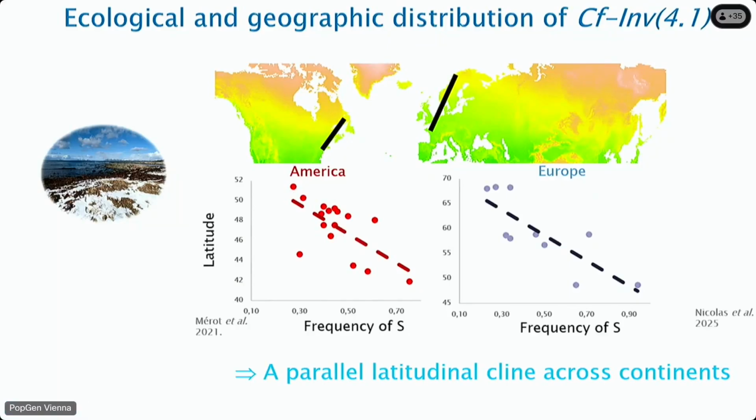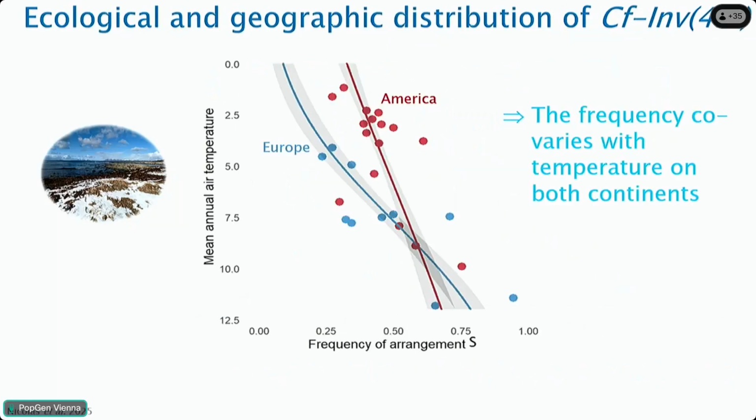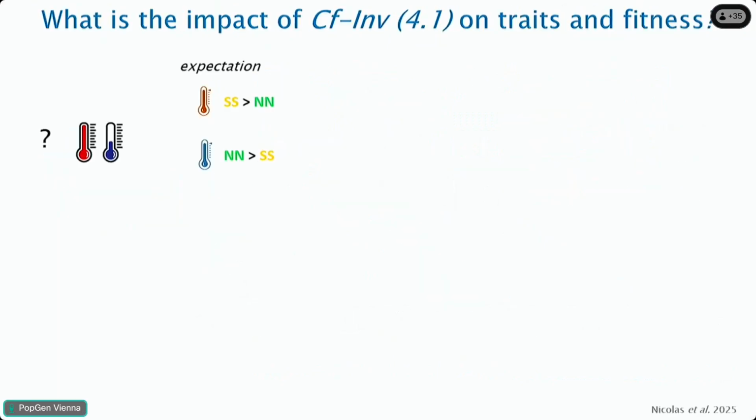Obviously, what varies with latitude is temperature. So we see that the frequency co-varies with temperature on both continents, but it may also be other factors. Everything is co-varying with latitude, right? So we went to the lab and tried to do experiments on this. We had this expectation that fitness would be higher for the S when it's hot and higher for the N when it's cold.